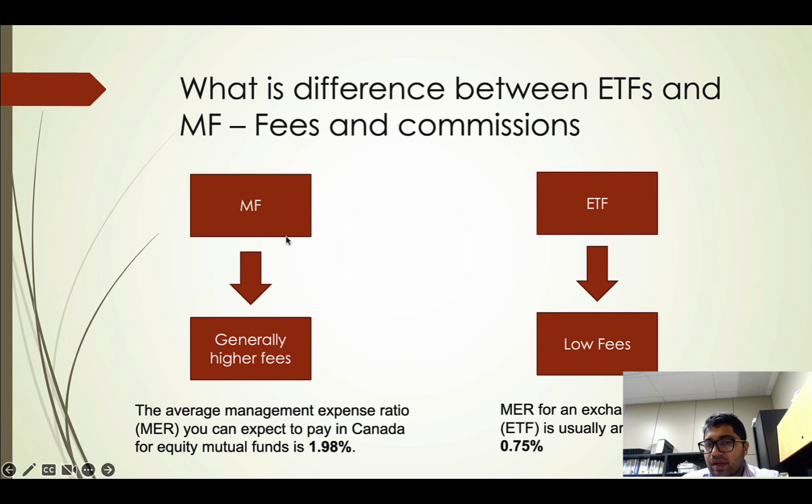So MERs in mutual funds are generally around 2%. They can be lower, they can be higher, but fees are generally higher. In an ETF, the fees are generally lower. The MERs are between 0.25% to 0.75%. Now, MERs are nothing but fees that the fund companies charge.